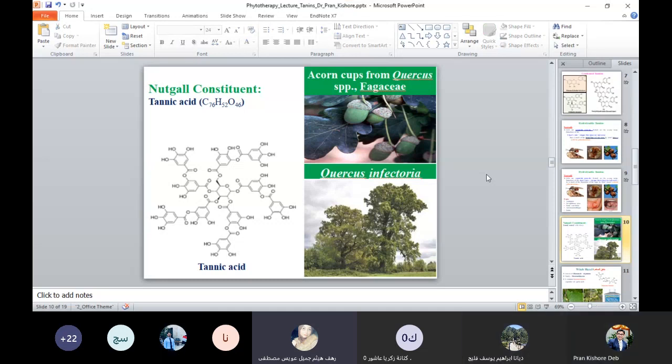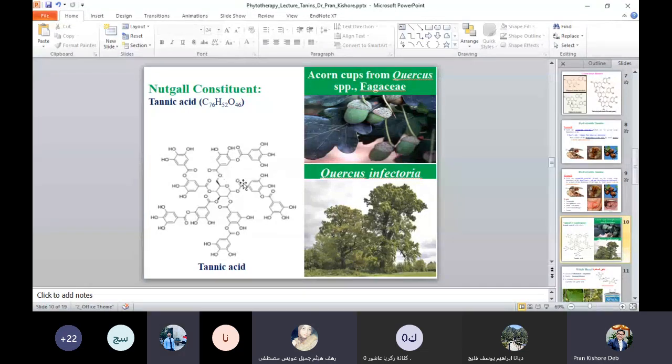Ester. Hydrolyzable, it is composed of ester bonds. Is it because of its high molecular weight, or no? No, don't recognize it by molecular weight. Recognize the structure. Do you see the ester bond? How many ester bonds do you see?